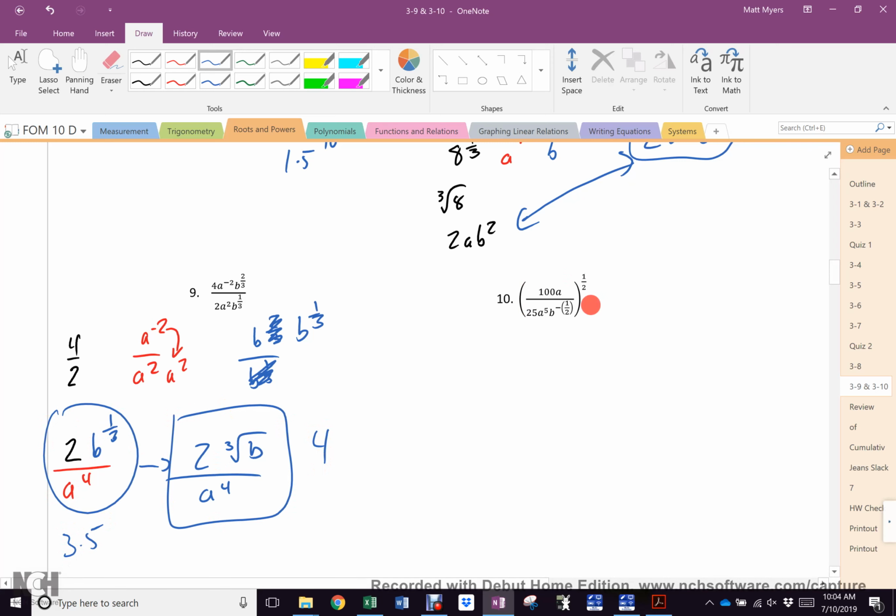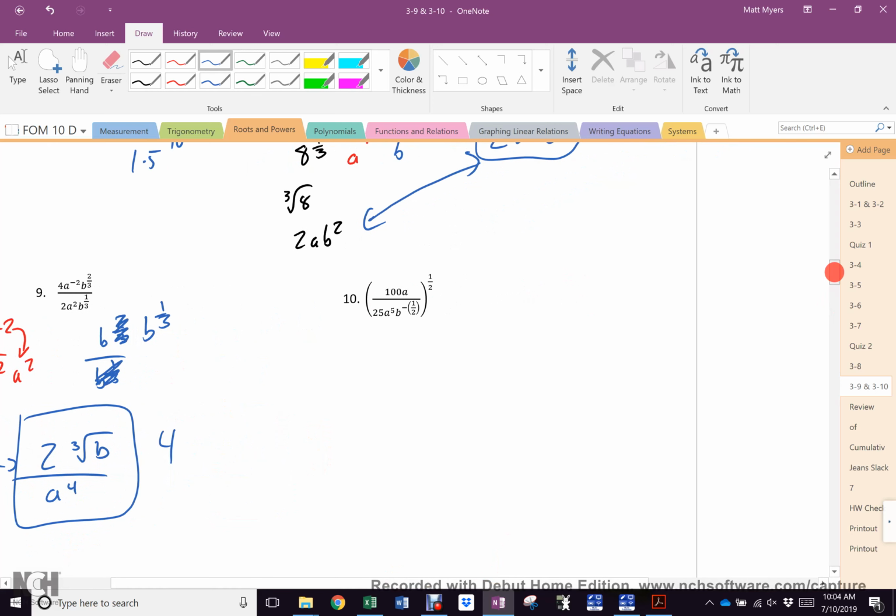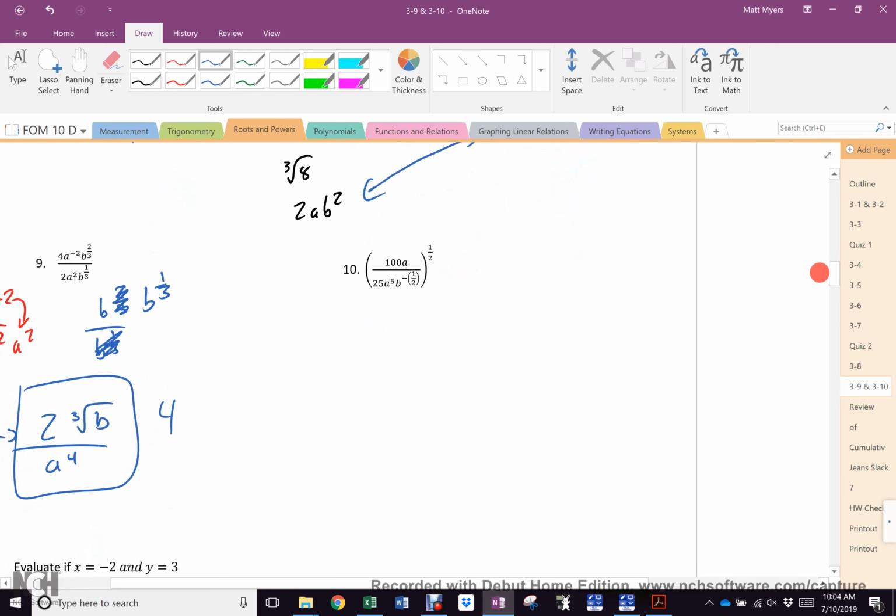Okay. What do you want to do with 10? Because 10 is a real bear. What do you want to do first, Joginder? Number 10. Not the answer, just what would you do first? Not sure? Who can give me an idea of a first step there? I know you can. Somebody else. Give someone a chance. Pardon me?